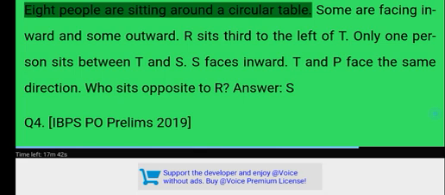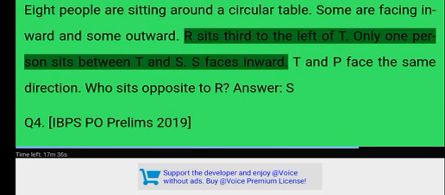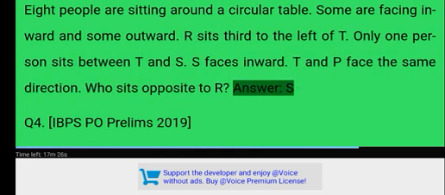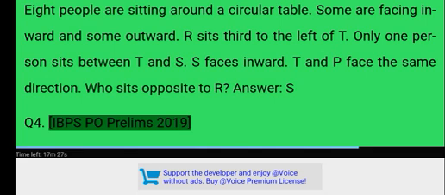Q3. IBPS PO prelims 2020. 8 people are sitting around a circular table. Some are facing inward and some outward. R sits third to the left of T. Only 1 person sits between T and S. S faces inward. T and P face the same direction. Who sits opposite to R? Answer, S.